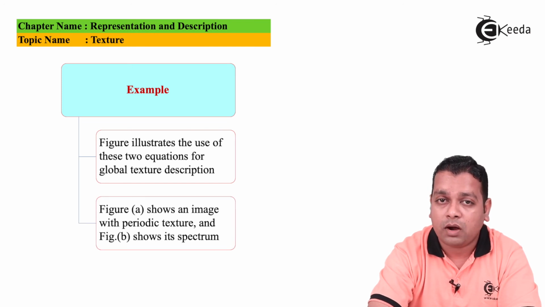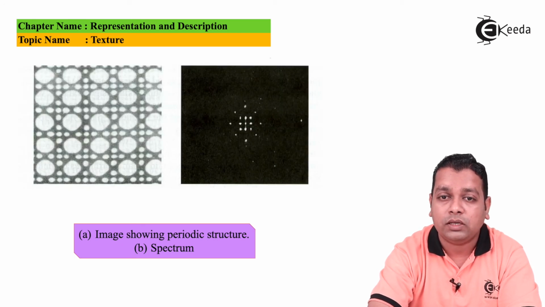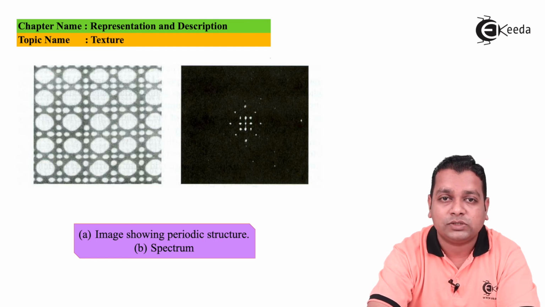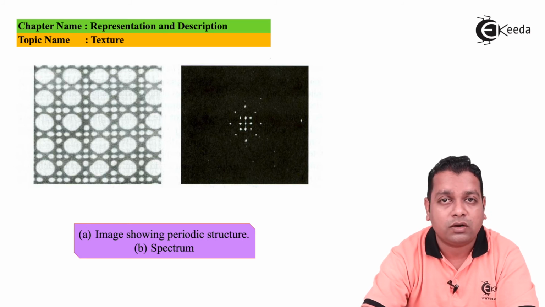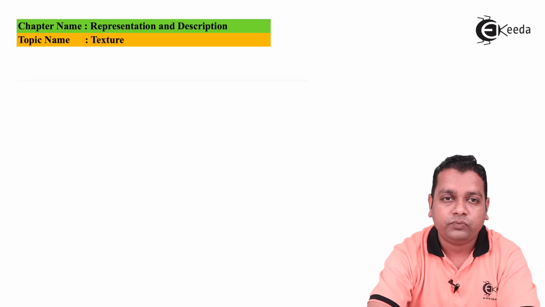We have figure A showing the image with periodic texture and figure B showing its corresponding spectrum. So this is the visualization. On the left hand side you find the image showing the periodic structure, the circles of big size and small size having the periodicity you can notice in the image. If you apply the Fourier transform, you switch to the frequency domain, hence the spectrum that you find on the right hand side.